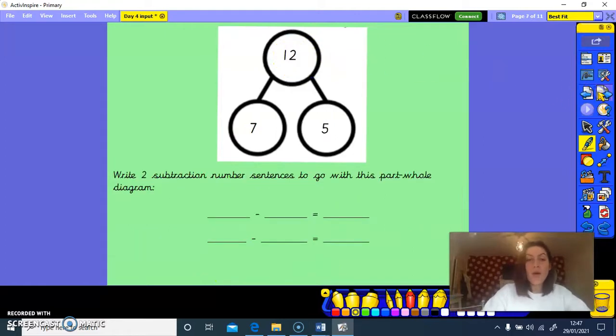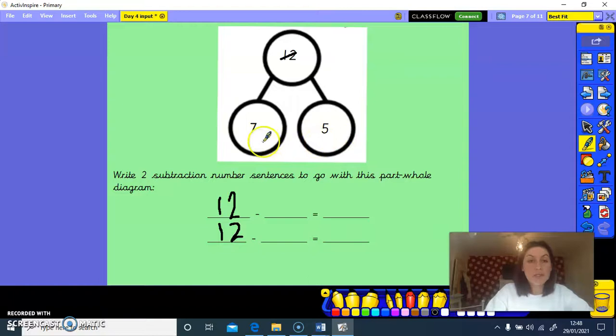Fantastic. Okay then, lovelies. Looking at the diagram here, can we think of 2 subtraction sentences? Which number both times will go first? 12. So I'm going to put those both down because I know the biggest number is always the whole. Write 2 subtraction number sentences. So 12 take away, I could do either part first.